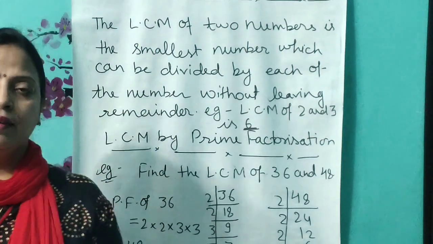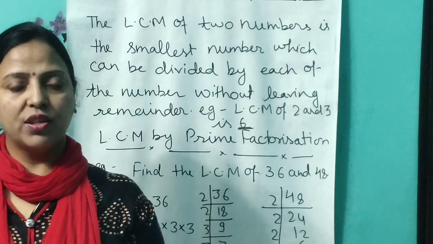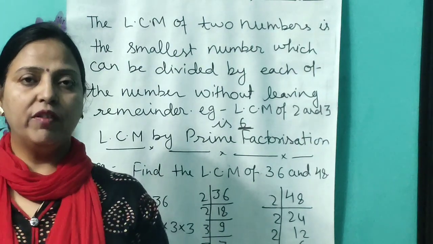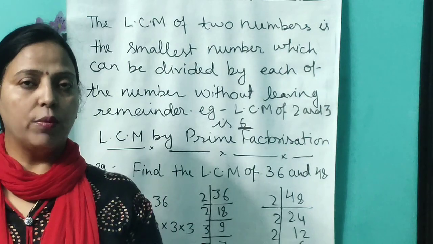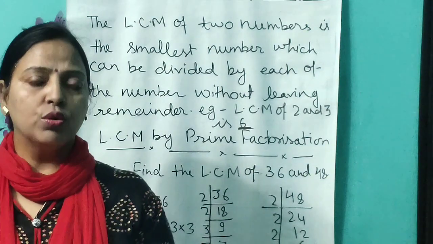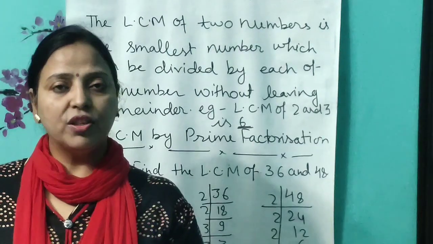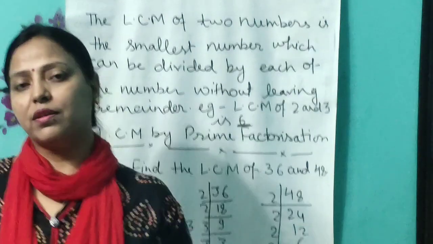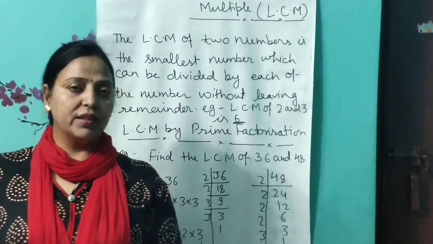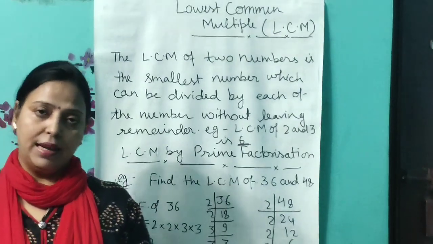Hello students. In the previous class you studied about the HCF, that is highest common factor, and today we will begin with the lowest common multiple, LCM, of the given numbers. So what is LCM first? First we will discuss the definition of the LCM and then we will discuss some examples. With the help of those examples you will understand what is LCM and how to find the LCM.